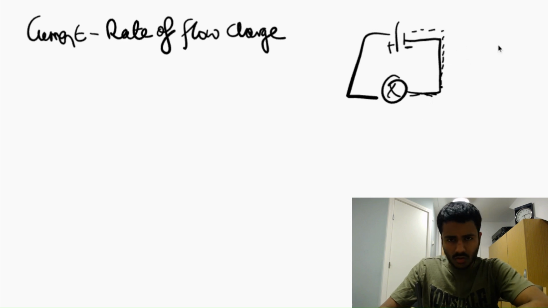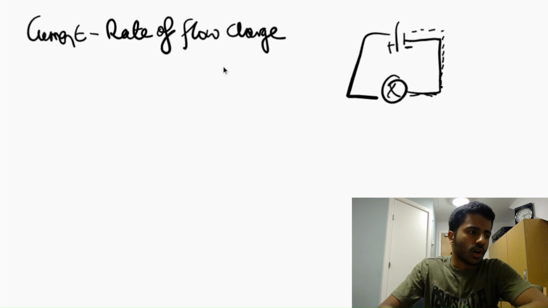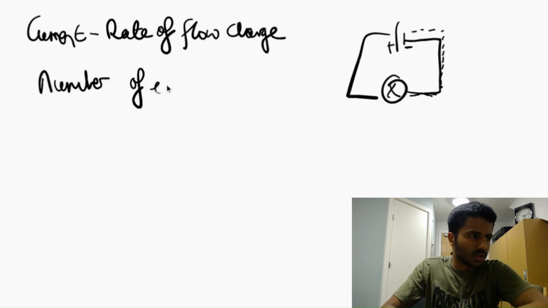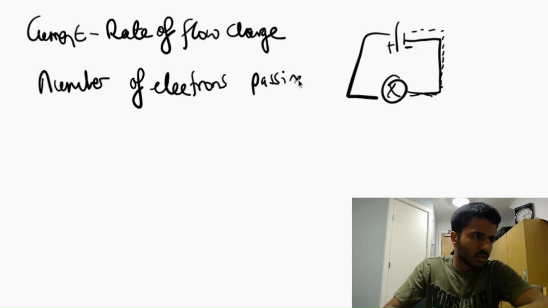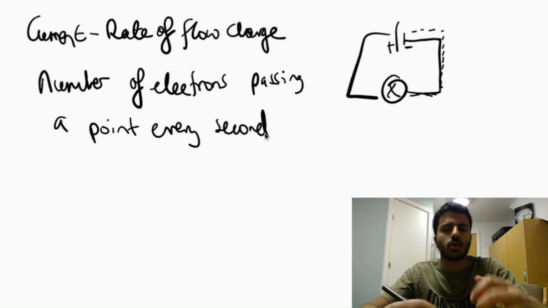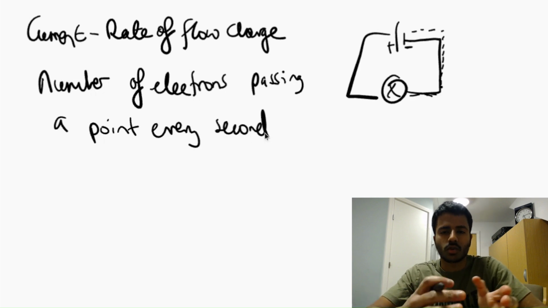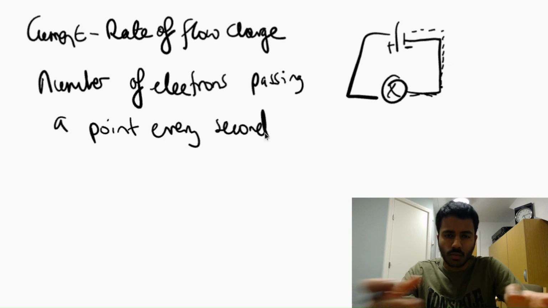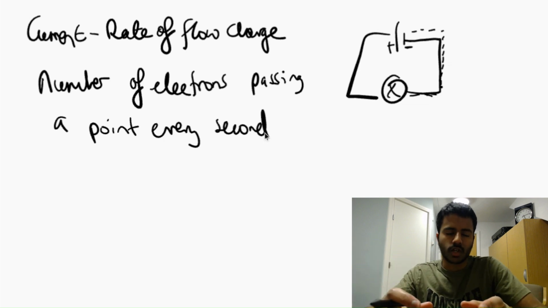So the electrons go around the circuit, and what current is basically is the number of electrons passing a point every second. That's what rate of flow of charge means. The amount of charge passing a point in a given amount of time.